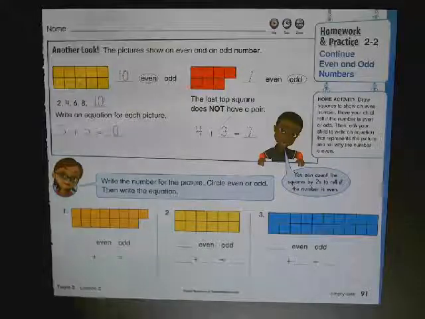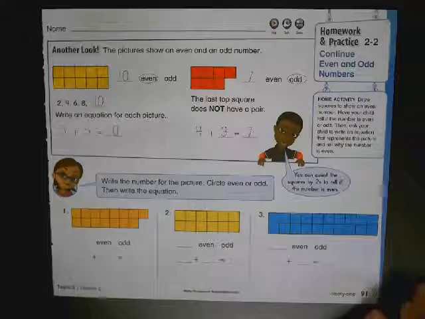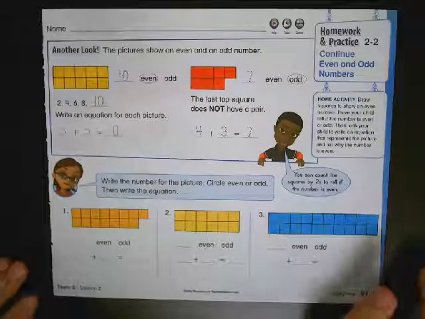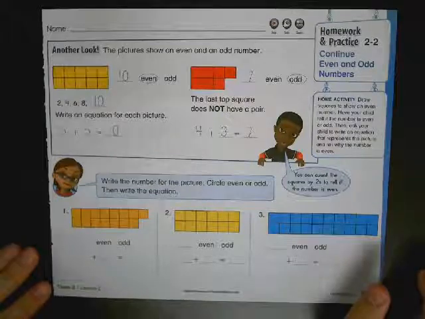Good evening. Tonight's homework is on 2.2, in our second unit focused on even and odd numbers.